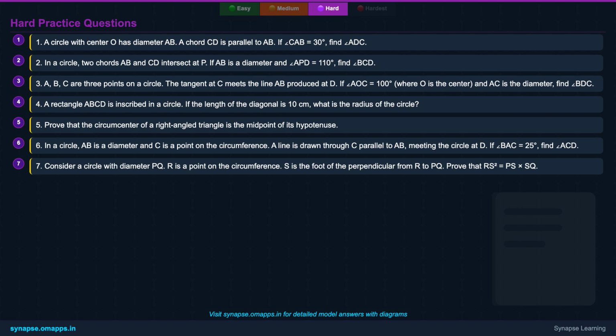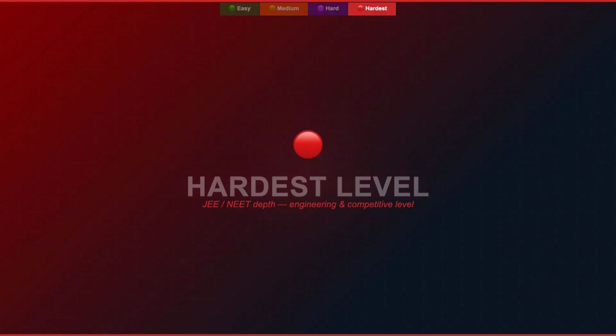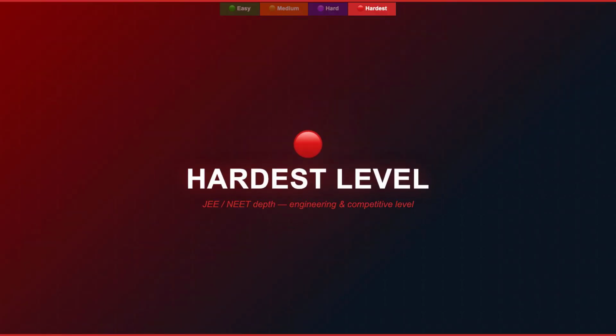Don't be afraid to draw auxiliary lines or use algebraic representations for angles. These problems are designed to push your understanding and application skills. Good luck, and remember to break down each problem into smaller, manageable steps. Are you ready to truly master this concept?